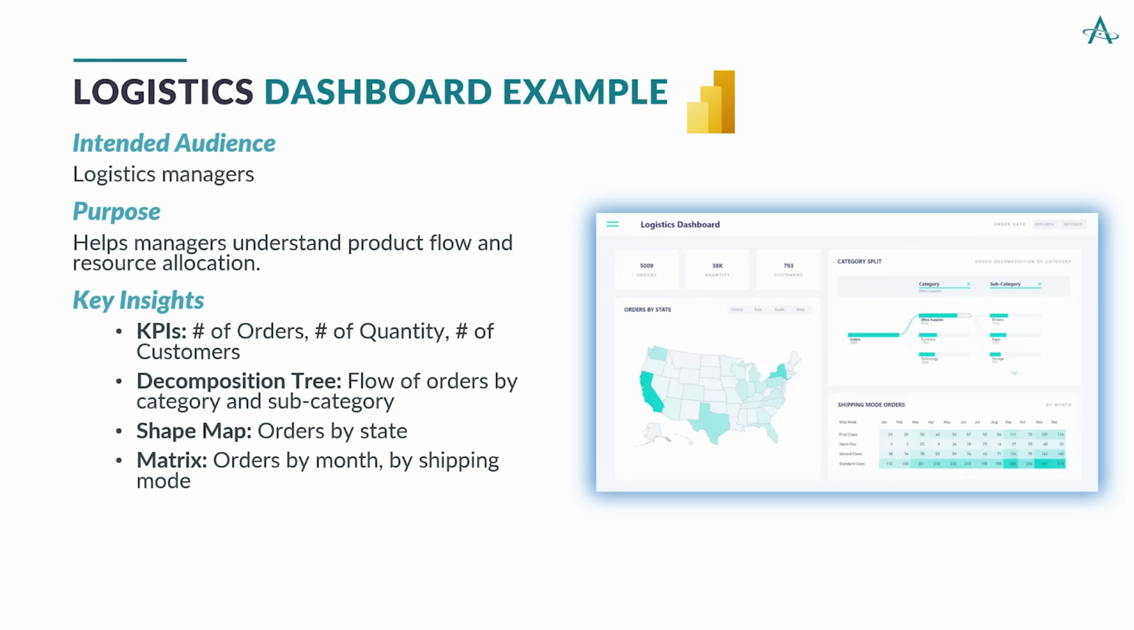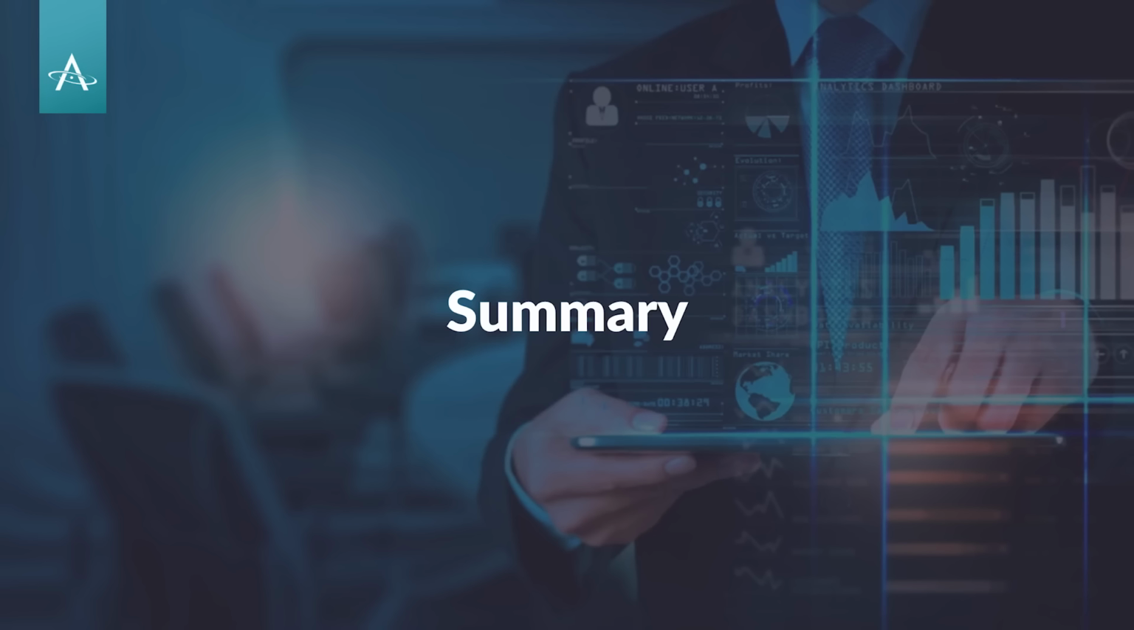A shaped map visualizes orders by state, allowing logistics managers to allocate resources based on demand. Additionally, a matrix breaks down orders by month and shipping mode, assisting managers in planning their strategies for resource allocation throughout the year. This dashboard is essential for driving efficiency and ensuring that logistics operations run smoothly.